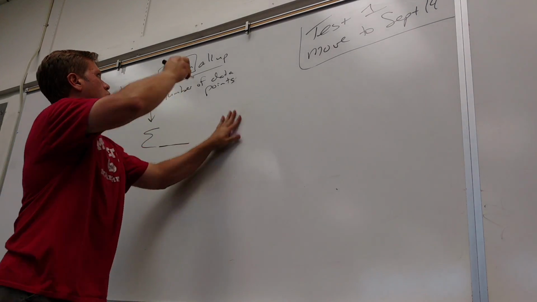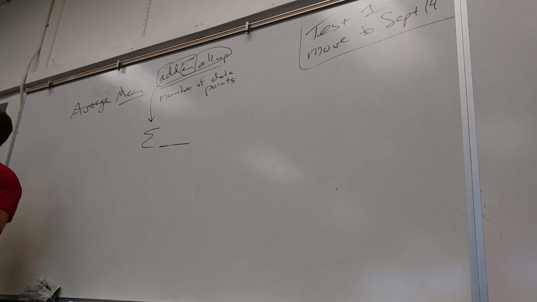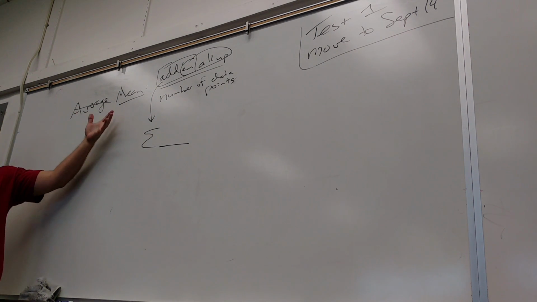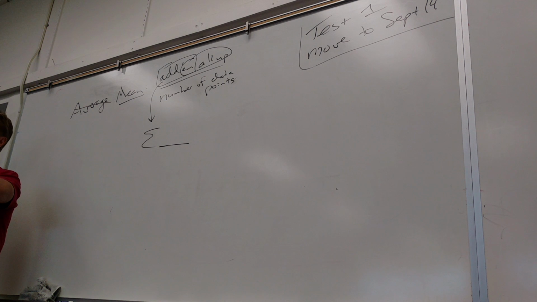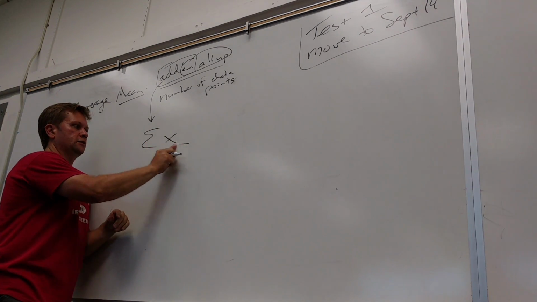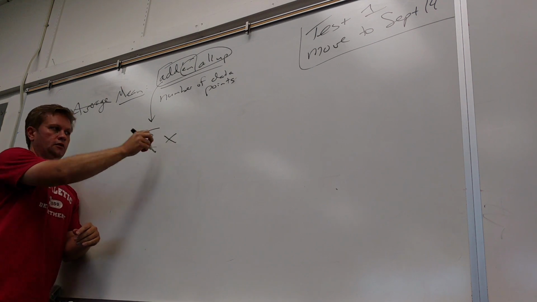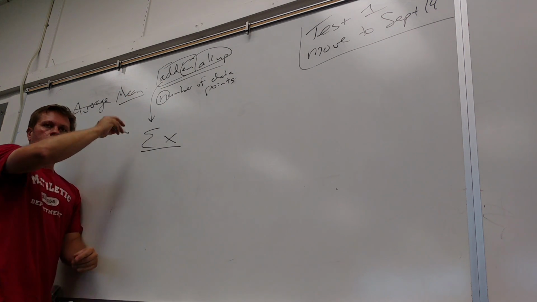Now what do I use to represent in algebra numbers when I don't even know what the numbers are yet? X. That's the variable. It's allowed to vary. It can take on a lot of different values. So now I'm going to say it's going to take on all of my data values. This is from algebra. I use the letter X. Add up all the data points and divide by the number.